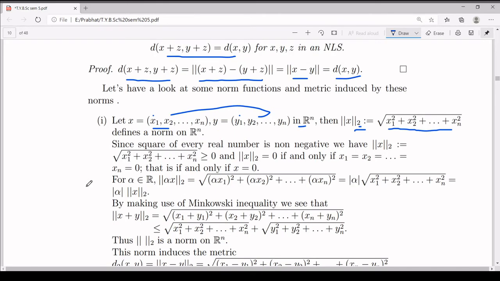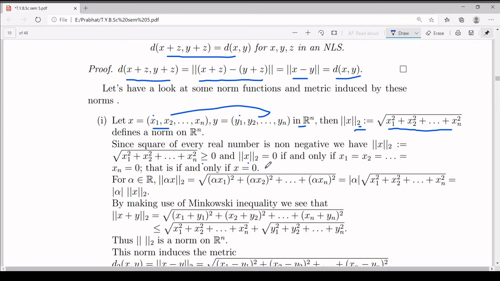So first condition, that it should be non-negative. So norm of x, again it is square root of x1 square plus x2 square plus ... plus xn square. So square of any real number is non-negative, so this is definitely greater than or equal to 0. And now this norm will be equal to 0 if and only if all of x1 square, x2 square, ..., xn square are 0. That means your x1, x2, ..., xn are 0. That means norm is 0 if and only if your x itself is 0.